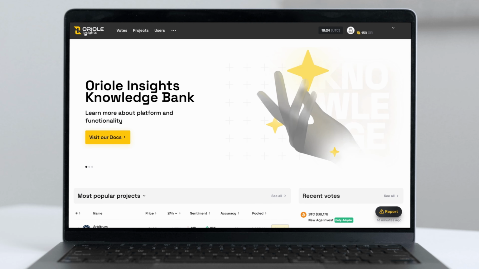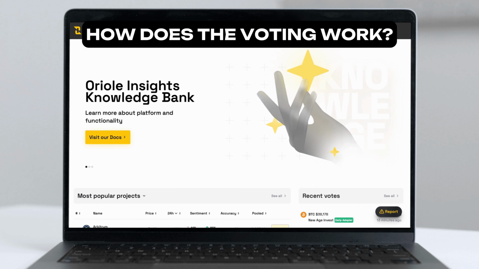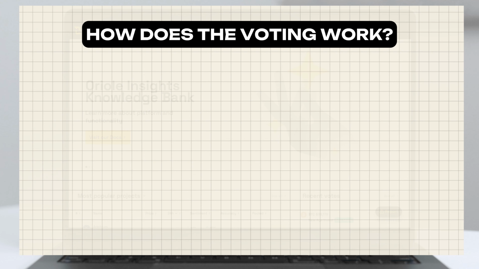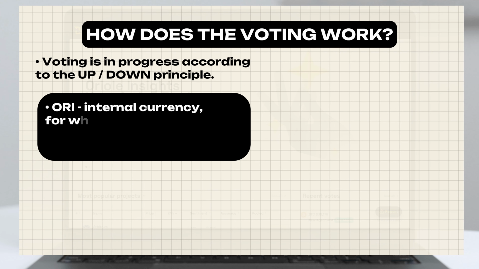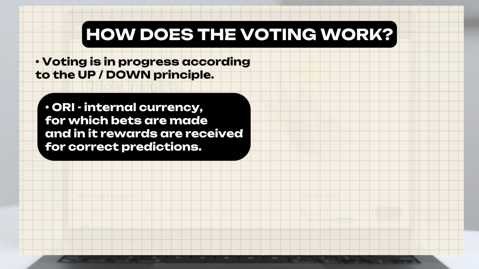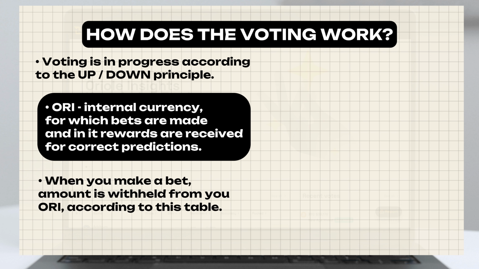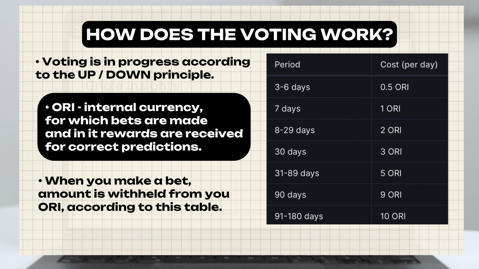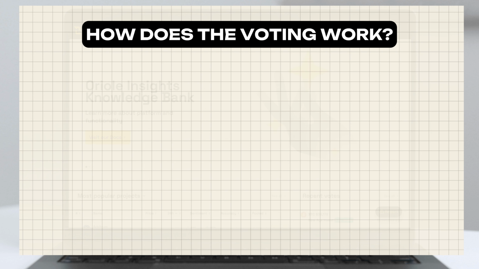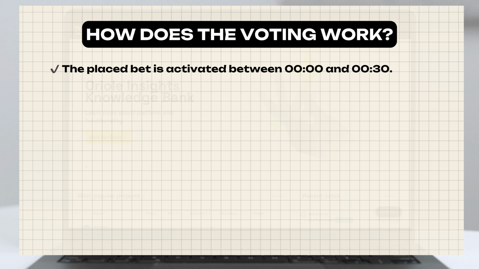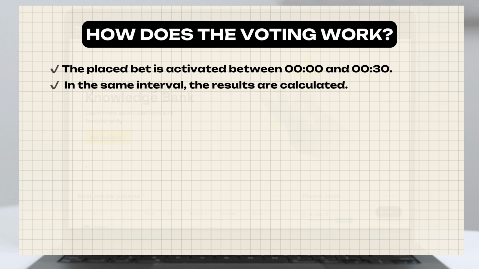So that's it. I've shown you everything that's available in the beginning. I just want to tell you how it works. Voting takes place according to the up-down principle. ORI is the internal currency for which bets are made, and rewards for correct predictions are received in it. When you make a bet, the amount of ORI is deducted from you according to this table. The placed bet is activated between 0 o'clock and 0:30 so that everyone is on equal terms. In the same interval, the results are calculated.